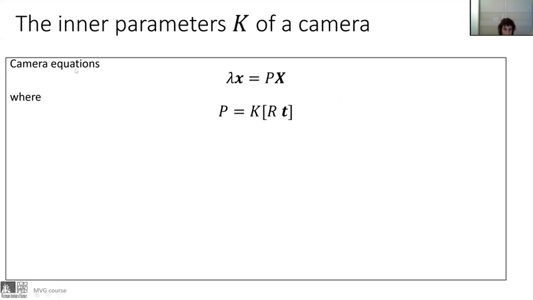Just, we know that we have the camera equations. We say that we have a point in the world and the camera matrix, which multiplies the point in the world. By doing this, we get the projection of the point to the 2D plane, multiplied by some lambda, where the camera matrix is denoted by K times R times T.